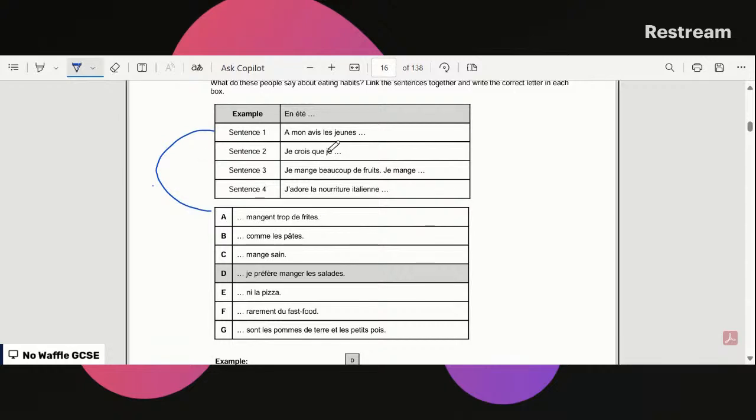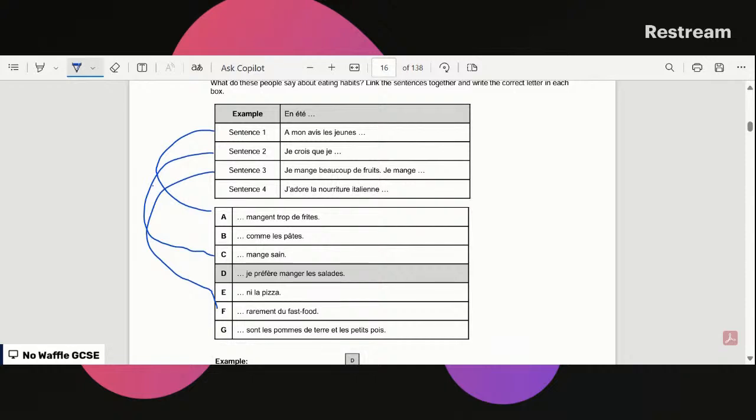Next. Je crois que je, sentence 2, matches with manger sain. I believe that I should eat healthy. The next one, je mange beaucoup de frites, that matches up with F, rarement du fast food. I eat a lot of fries, I rarely eat fast food. J'adore la nourriture italienne, and that matches up with les pâtes, pasta.